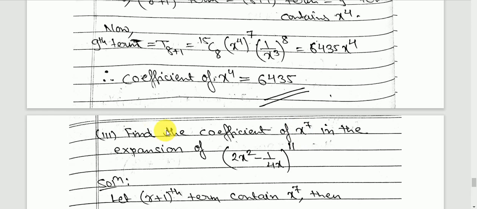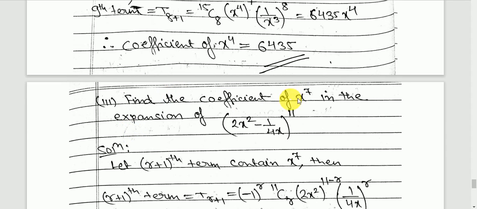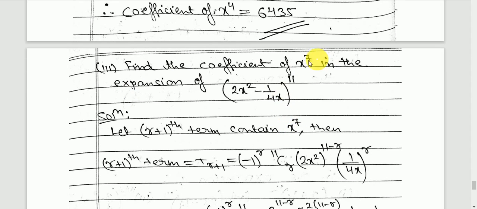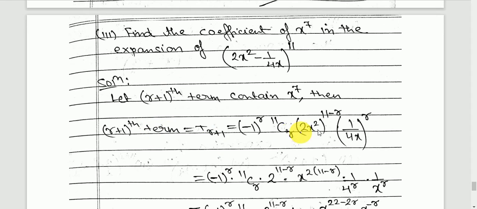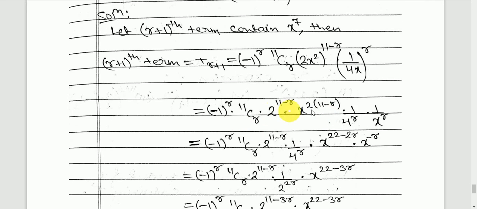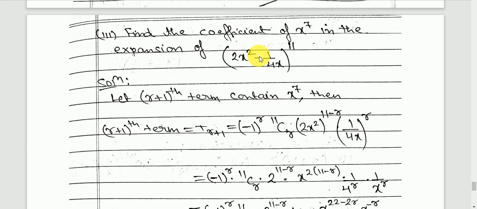Now question number 3: find the coefficient of x to the power 7 in this expansion. First of all, we need to find which term in this expansion will have x to the power 7. So we assume that the r plus 1th term contains x to the power 7. Then the r plus 1th term will be given as this. Now you simplify this. But here you can see a minus sign is there, so we have put minus 1 to the power r, 11Cr, then the first term 2x square raised to the power 11 minus r, then the second term 1 upon 4x to the power r.